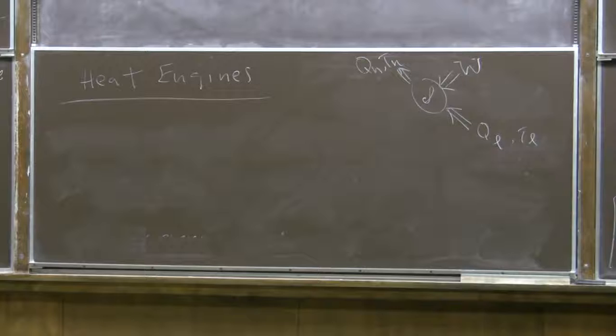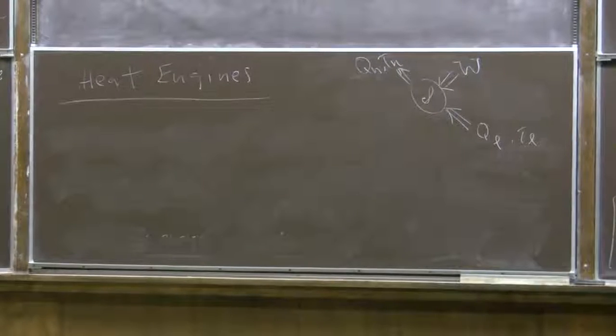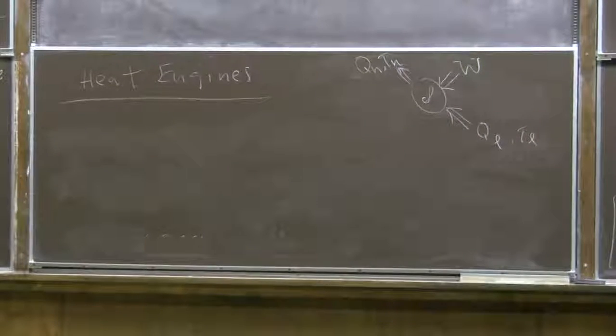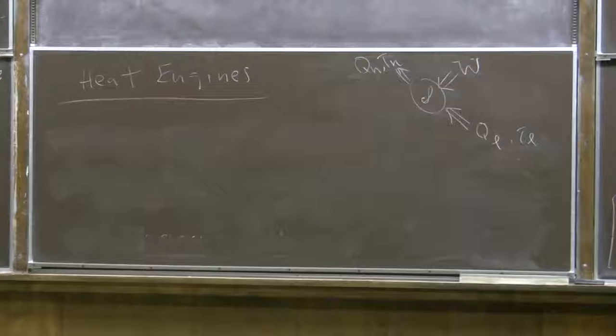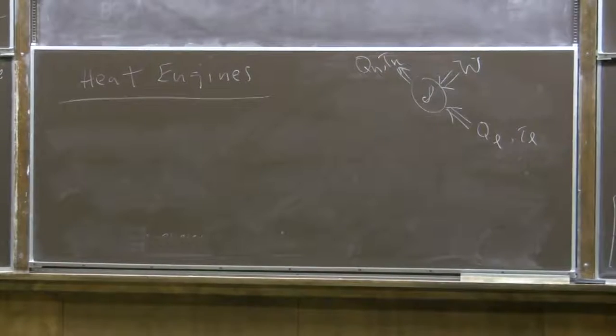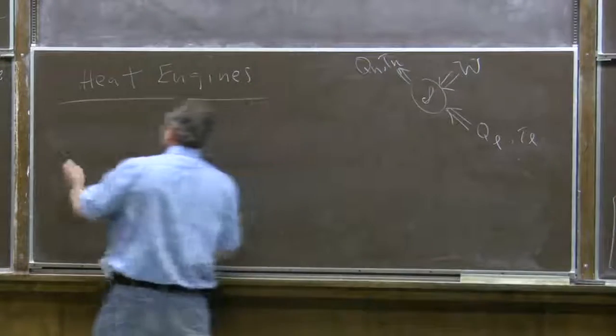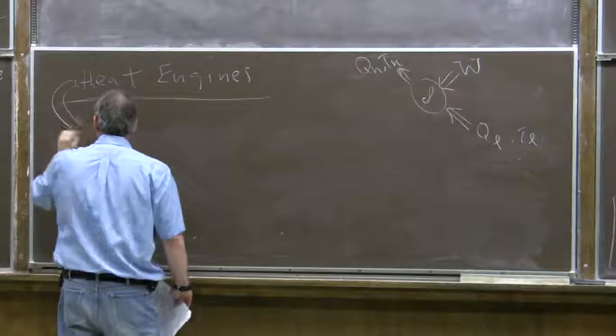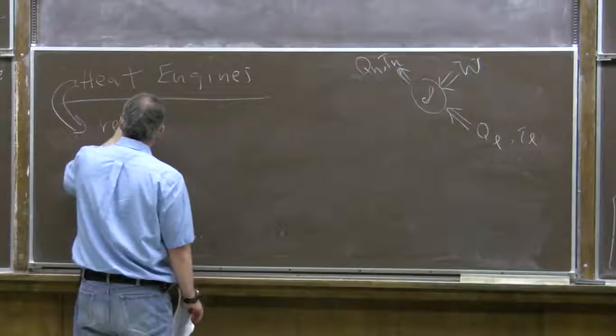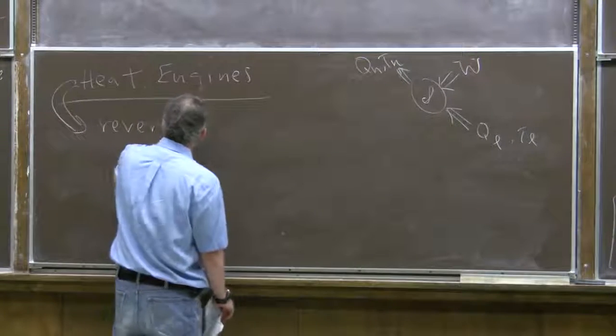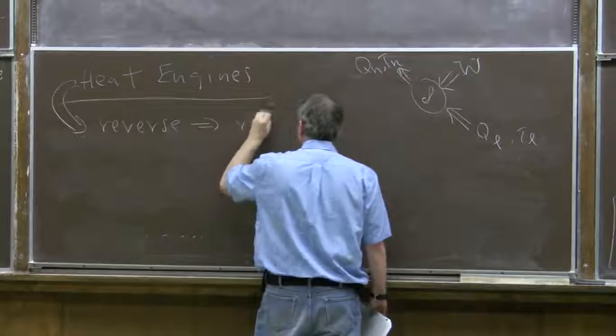Okay? Now what do we call that? The system is doing work. Heat is being withdrawn from a low temperature reservoir. It's being expelled to a high temperature reservoir. What is that? It's a refrigerator. If I reverse a heat engine, it becomes a refrigerator.